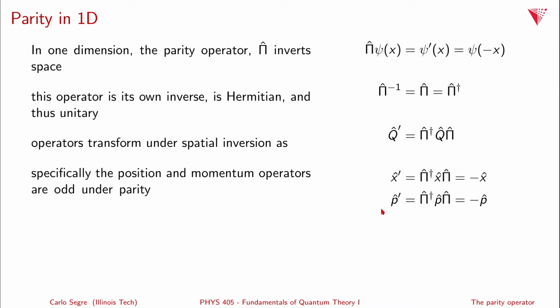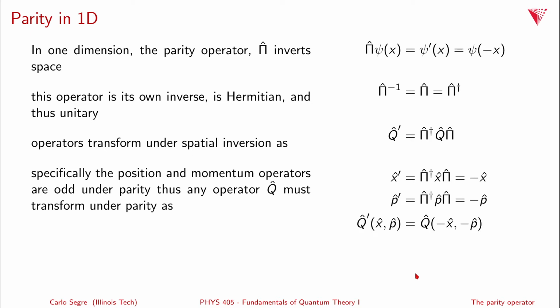And the same thing with the momentum, p prime, because it's just a single derivative, pi dagger applied to p gives you minus p, and then the pi dagger and pi give you 1 because it's unitary. So any operator Q, because they're all made up of x's and p's, must transform like this. So Q prime of x and p is just Q of minus x and minus p.